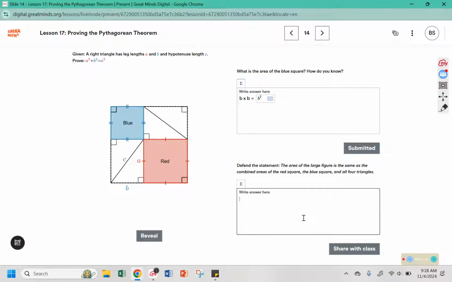Defend the statement. The area of the large figure is the same as the combined areas of the red square, the blue square, and all four triangles. That is true because the combined space fills up the outer square.